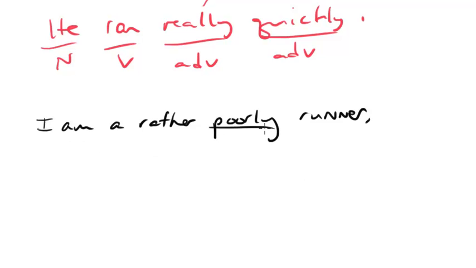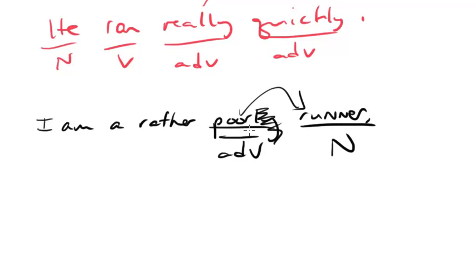What's going on here? Well, we got poorly, which is an adverb, but we got runner, which is a noun, and only adjectives can modify nouns, so therefore we would have to get rid of the ly and make this poor. So I am a rather poor runner. Note that rather here is an adverb, modifying poor. But in any event, here would be a case where we swapped out an adverb for an adjective. What would be another example in the opposite direction?